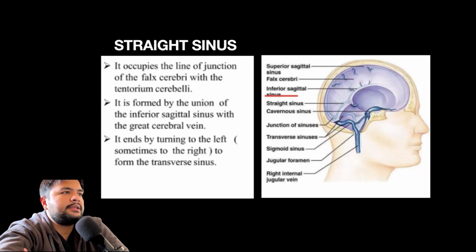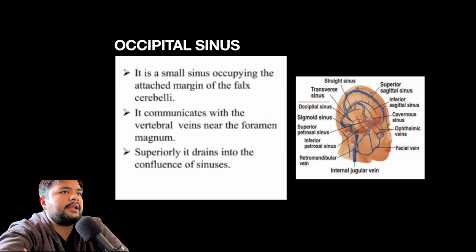Coming to the straight sinus, it occupies the line of junction of the falx cerebri with the tentorium cerebelli. It is formed by the union of the inferior sagittal sinus with the great cerebral vein. It ends by turning to the left, sometimes to the right, to form the transverse sinus.